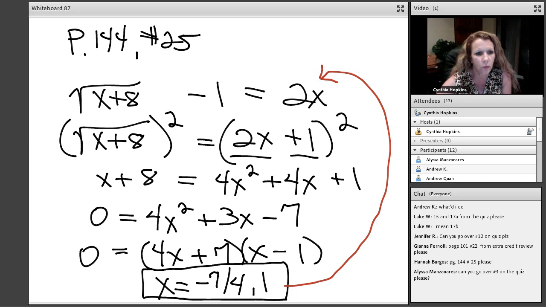Okay, so let's start with the 1. If I plug in a 1 here for x, I get the principal square root of 9, which is 3. So 3 minus 1, and I want to know, does that equal 2 times 1? Yes, it does. So this 1 is good to go.